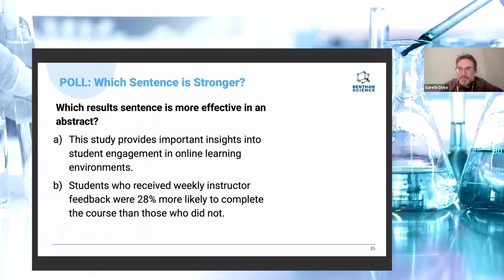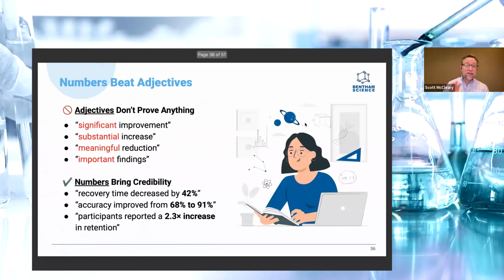What about you, Scott? Same here, exactly. You're going to talk a little bit later about adjectives and why numbers beat adjectives, so I look forward to hearing about that. But I would agree with you. B is stronger. It's quantified, it's specific, great to put into an abstract. Most of our guests seem to agree. There's no wrong answer here. A is also fine, but B just seems a bit stronger and more quantifiable. Yeah, it does, absolutely.